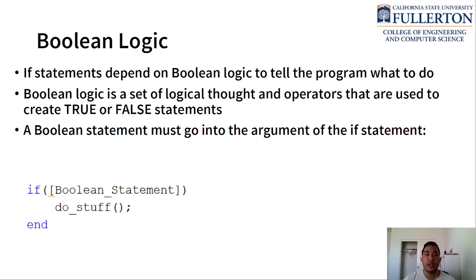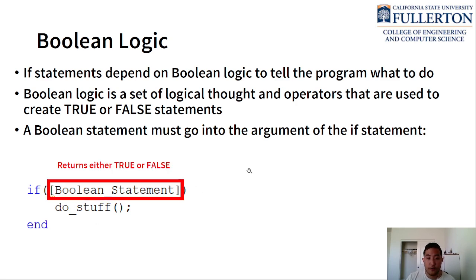Okay, so Boolean logic is basically a set of logical statements that either return true or false, right? A Boolean expression or Boolean statement is necessary for an if statement. The anatomy of an if statement looks like this. We have if, and then inside here we have some kind of Boolean statement, something that can either be true or false. And if that's true, then we just do stuff, okay? Here's an example.